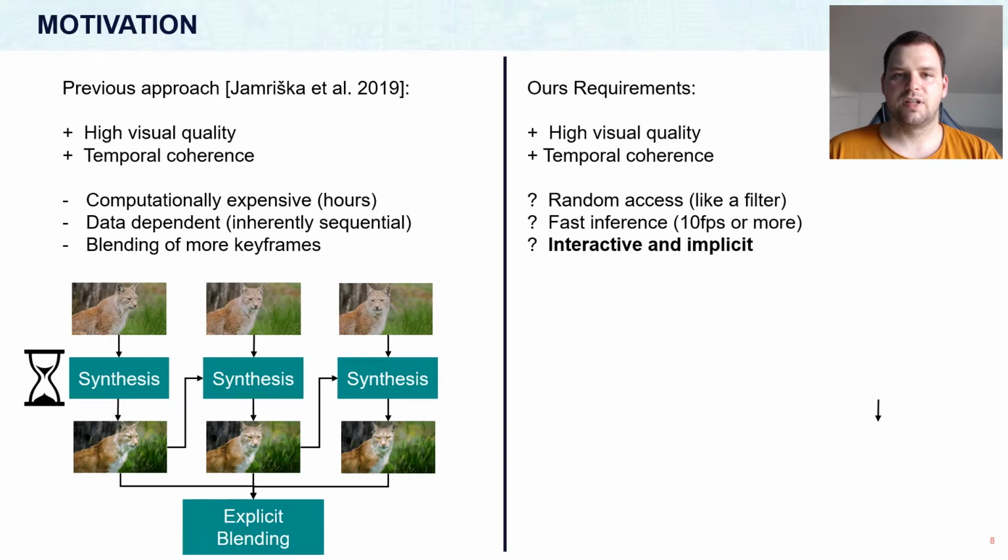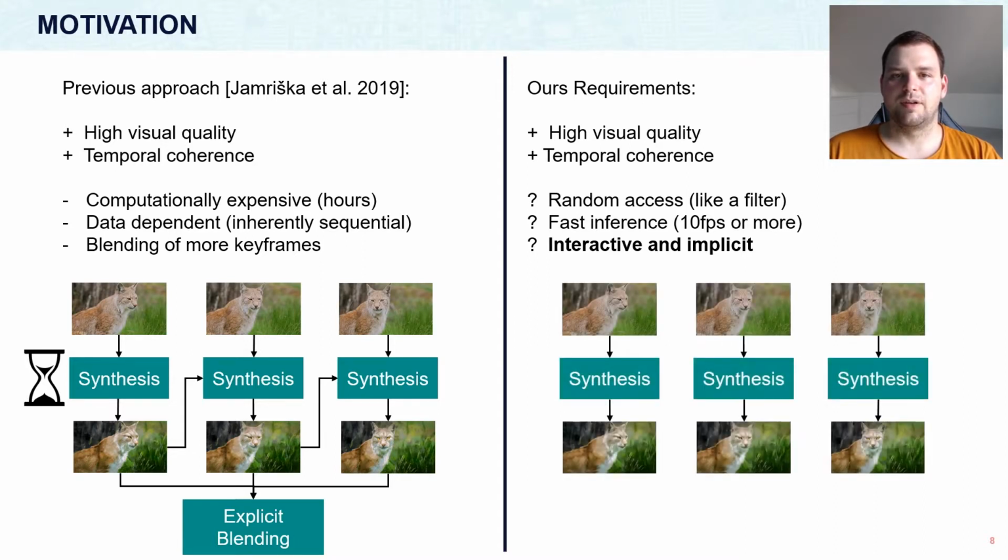Our aim is to preserve the high quality of the previous approach. However, at the same time, we would like to preserve the interactive experience, meaning to allow the artist to experiment and obtain visual feedback quickly. In particular, we would like to achieve real-time inference, at least 10 frames per second, allow for random access to the individual frames, and avoid explicit merging of sequences stylized using different keyframes. In fact, we would like everything to be as implicit as possible.